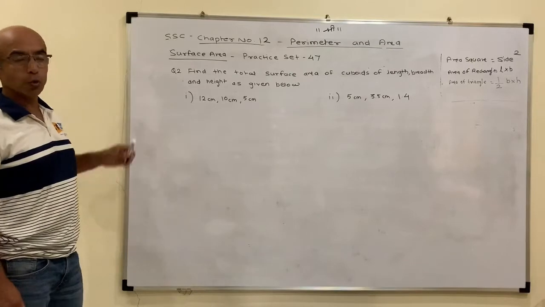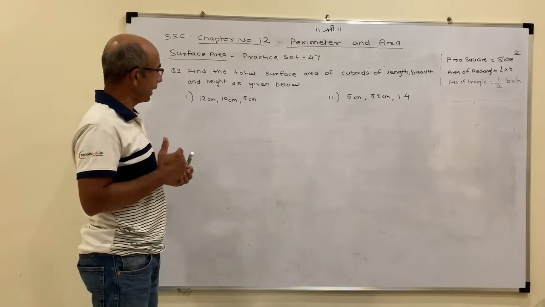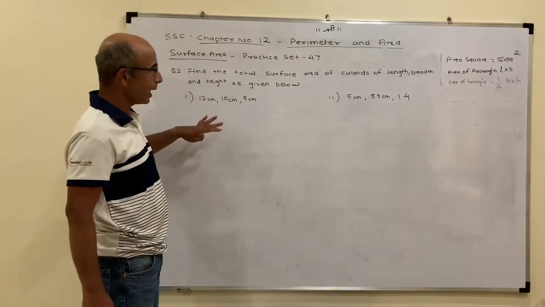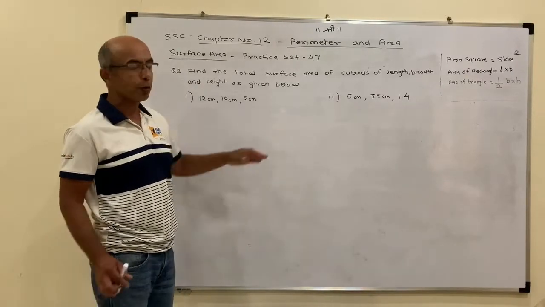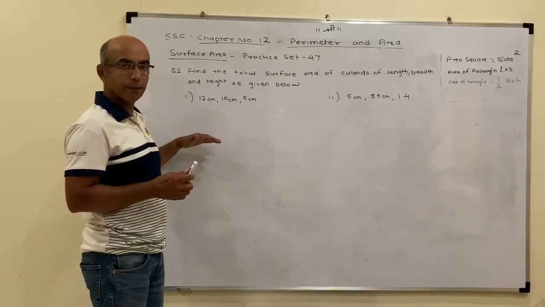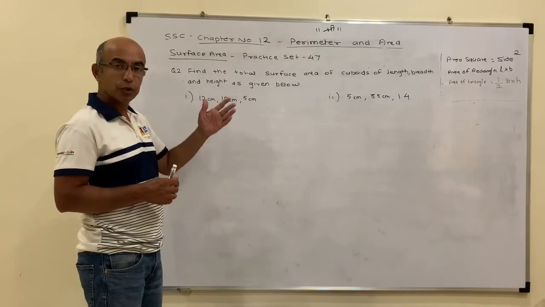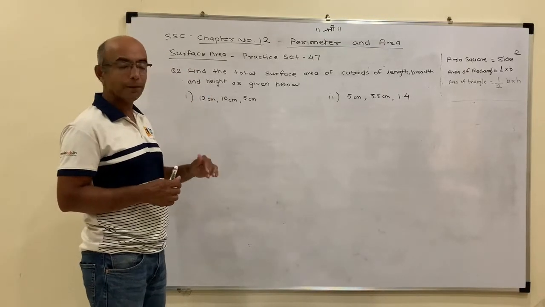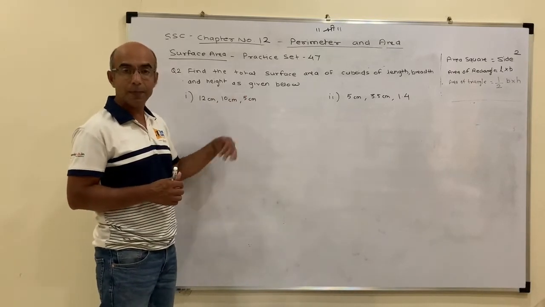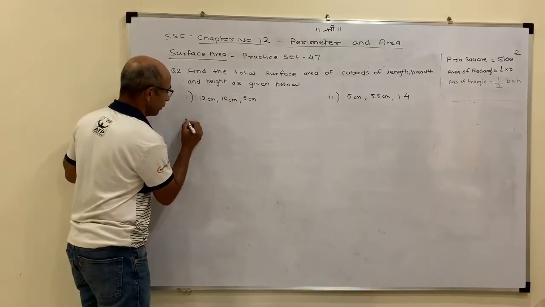The question number 2. Find the total surface area of a cuboid of a length, breadth and height as given below. There are total 4 questions. I am solving 2 and I am leaving 2 for you to solve. Ideally what you should be doing is pause the video once I put the questions, then solve them, and then once you complete solving, play the video again and check your answers, and not only the answer, but whether the steps which I am using and you are using are the same or not. So now let's start solving this one first.